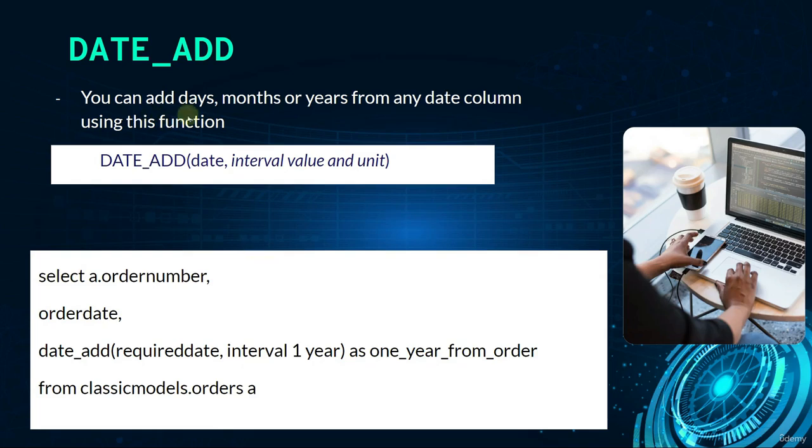So you can also add days, months, or years from any date column using the dateAdd function. And the syntax just looks like this. So it's dateAdd, open brackets, and then the first input is your date column, followed by a comma, and then we write interval, and then the value and unit. So in this example, you can see we write interval 1 year, and that will add 1 year onto the required date.